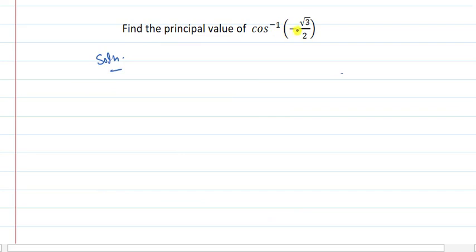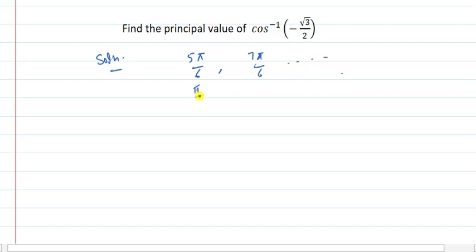The next problem is to find the principal value of cos inverse minus root 3 upon 2. I have taken the same value with cos inverse x to make the solution clearer to you. We'll move in the same way. First of all, we'll think about on which angle the value of the cos function is minus root 3 upon 2. We find that on the angles 5 pi upon 6 and 7 pi upon 6 and so on.